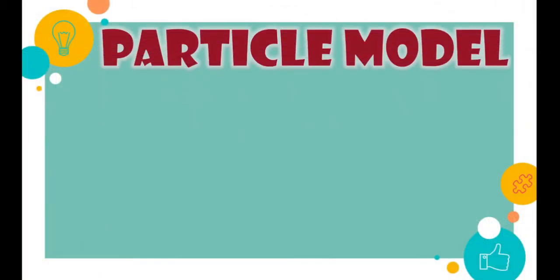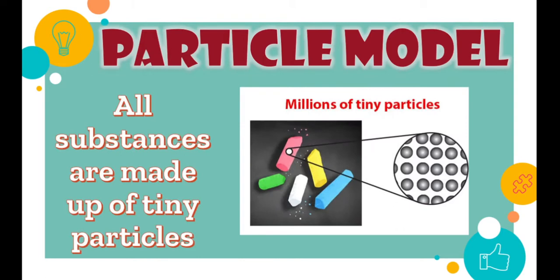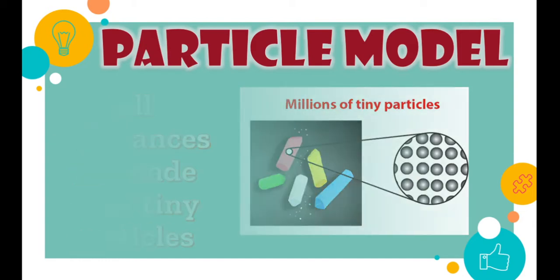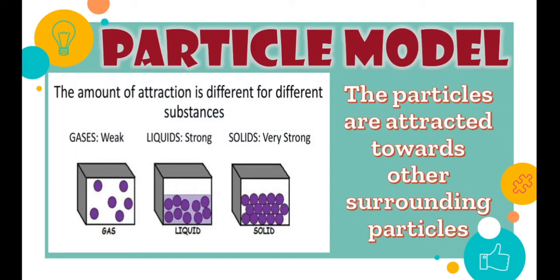According to the particle model, all substances are made up of tiny particles. Just like this piece of chalk, it has millions of tiny particles. The particles are attracted towards other surrounding particles. There is attraction between those particles. As you can see, the amount of attraction is different for different substances. For gases, it has weak attraction. For liquids, it has strong attraction. And for solids, it has very strong attraction.